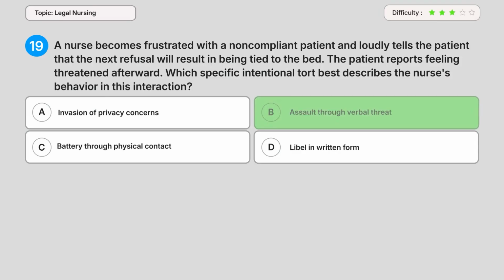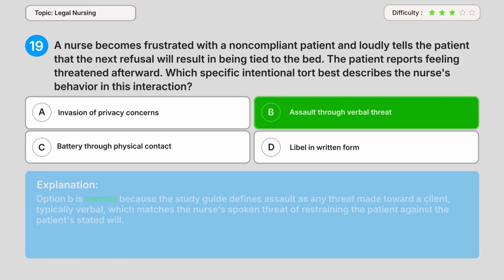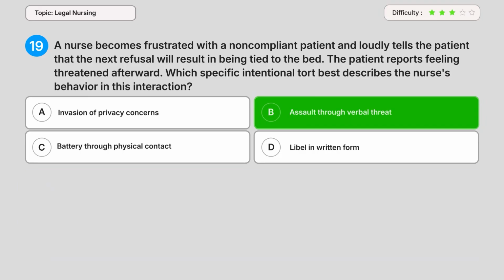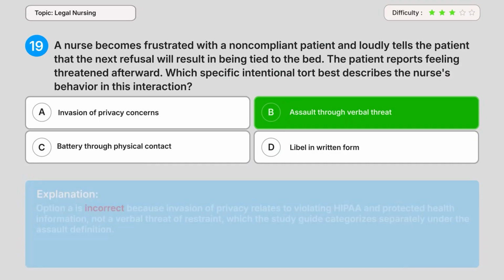Correct answer. B. Assault through verbal threat. Option B is correct, because the study guide defines assault as any threat made toward a client, typically verbal, which matches the nurse's spoken threat of restraining the patient against the patient's stated will. Option A is incorrect, because invasion of privacy relates to violating HIPAA and protected health information, not a verbal threat of restraint, which the study guide categorizes separately under the assault definition.